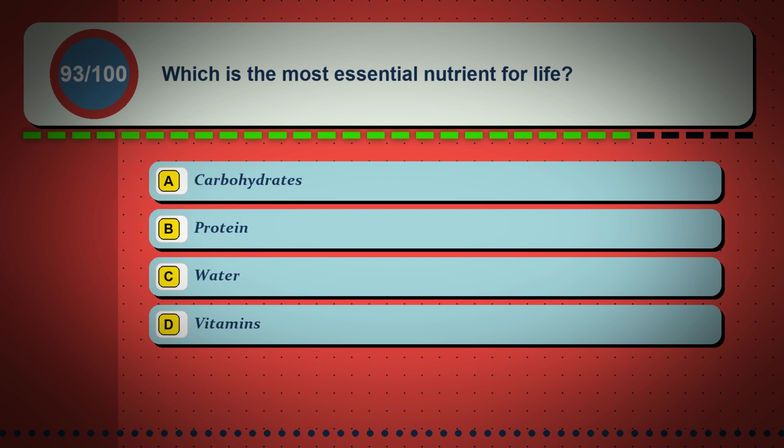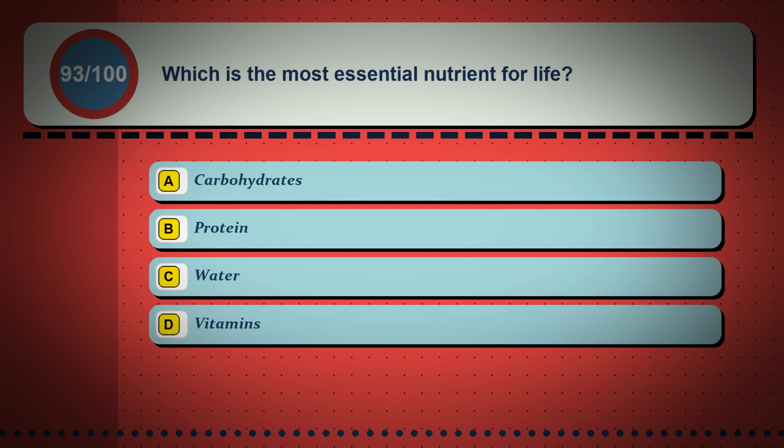Question 93. Which is the most essential nutrient for life? Option A, carbohydrates. Option B, protein. Option C, water. Option D, vitamins.